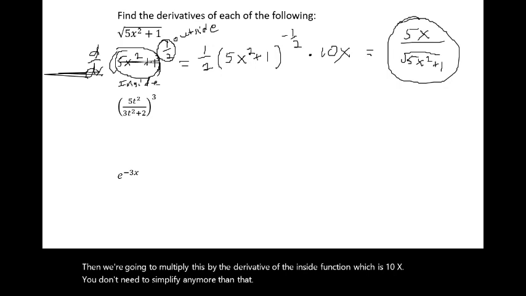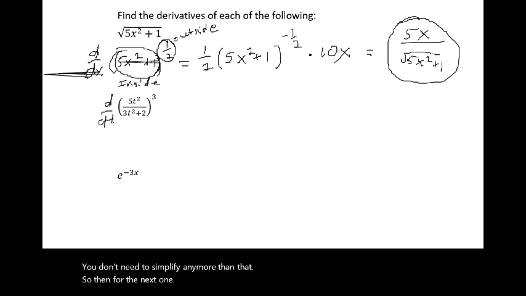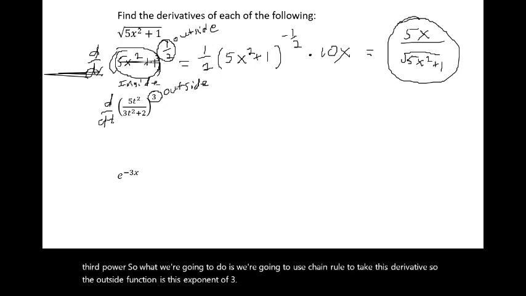So then for the next one, we're going to be taking the derivative of this quotient all raised to the 3rd power. Now, the parentheses around the outside means that the entire quotient is being raised to the 3rd power. So we are going to use chain rule to take this derivative. So the outside function is this exponent of 3. The inside function is everything here that was being raised to the 3rd power, so the inside function is that quotient.